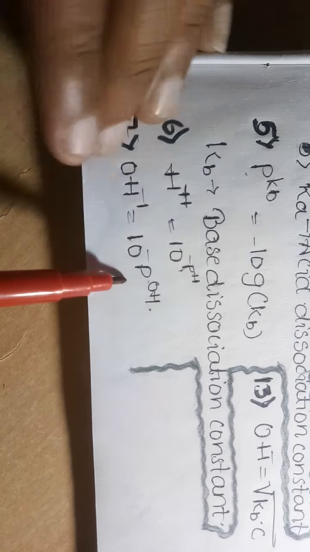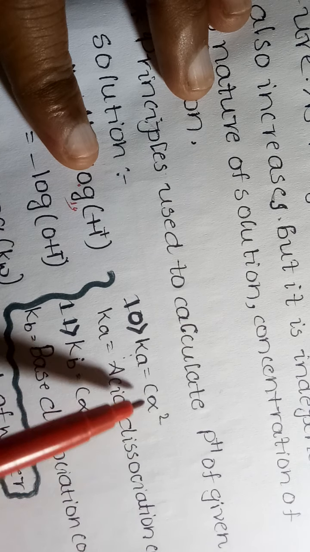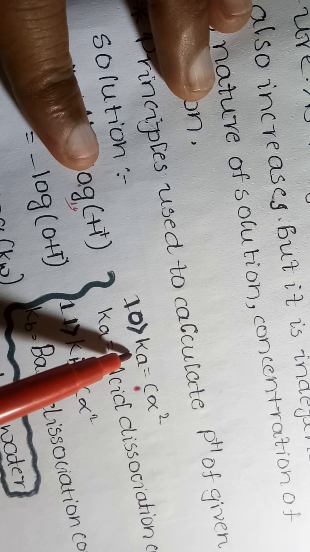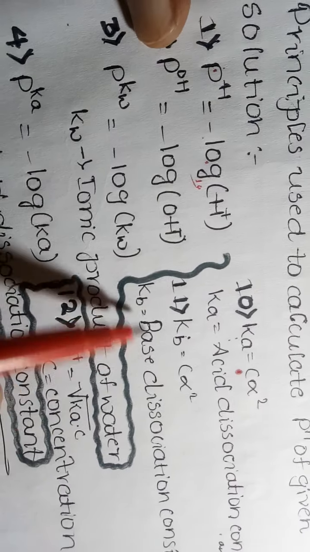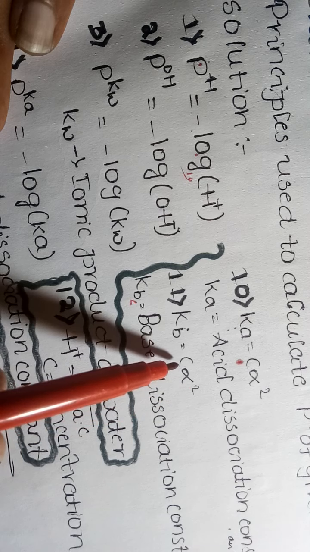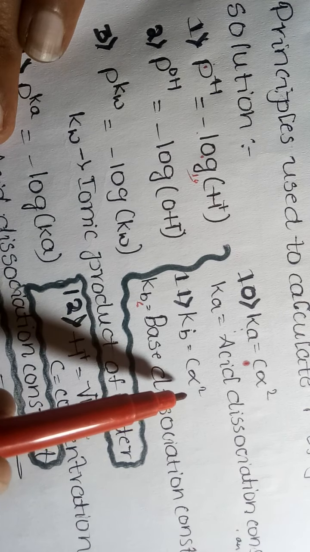And Ka, the acid dissociation constant, is equal to C alpha square. C is the concentration of the given acid or base. This is used for weak acids and bases. Alpha is the degree of dissociation. Kb, the base dissociation constant, is equal to C alpha square. C is the base concentration. Alpha is the degree of dissociation of the weak base.